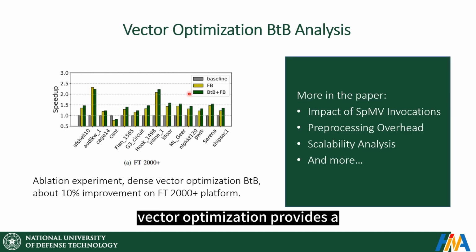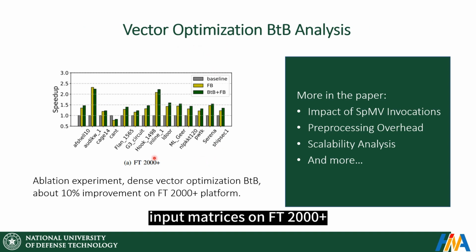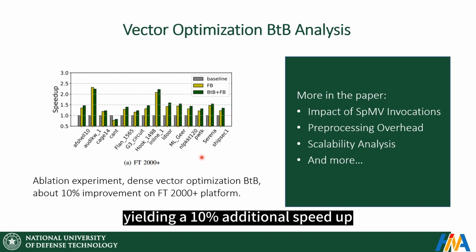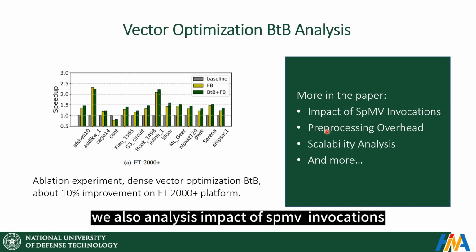Vector optimization provides additional performance improvement on 13 input matrices on FT2000+. Moreover, the performance benefit of vector optimization is transferable to the remaining 2 ARM platforms, yielding a 10% additional speedup. We also analyze the impact of SpMV invocations and the pre-processing overhead and so on. Please see these details in our paper.